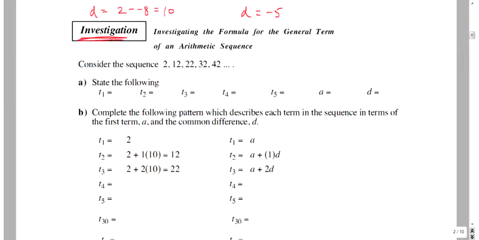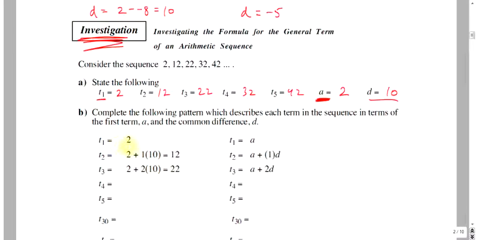Investigation. We're going to derive our formula. We don't have to. I could just tell you what it is. You don't even need to memorize it because you guys are allowed your formula sheet. But let's have some fun time. What's the first term? T1. 2. What's T2? 12. Right? 22, 32, 42. What's A? What does A stand for again? The first term. What is the common difference here? 10.